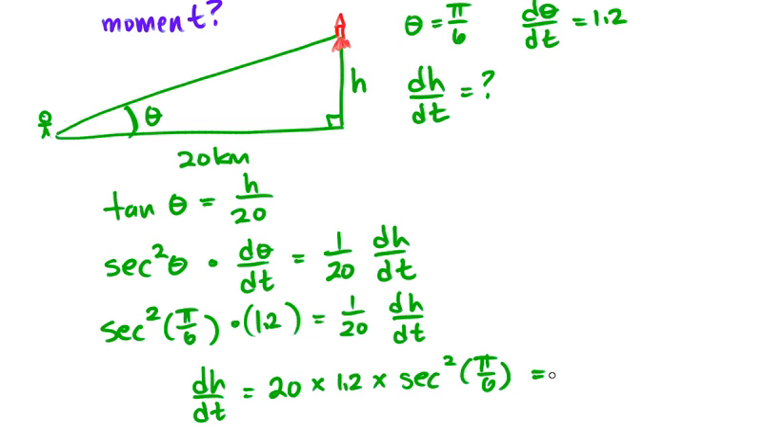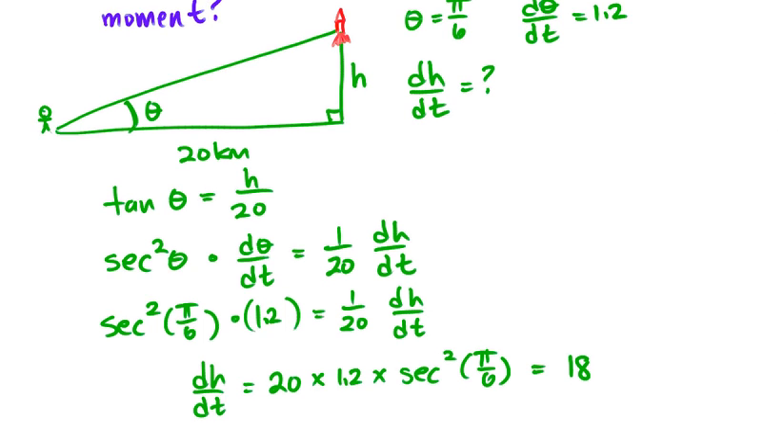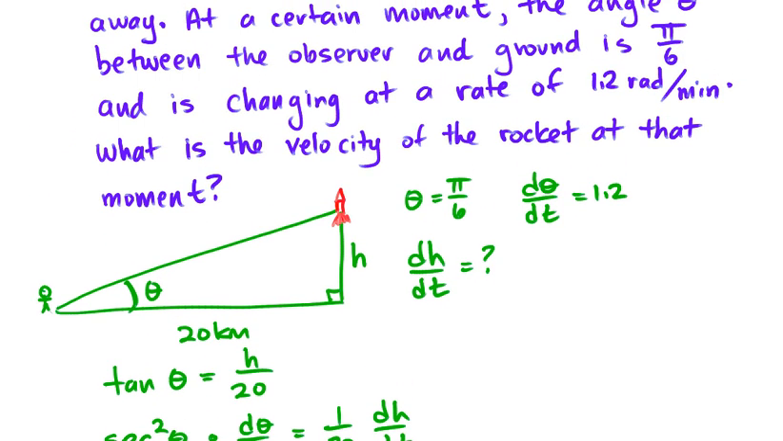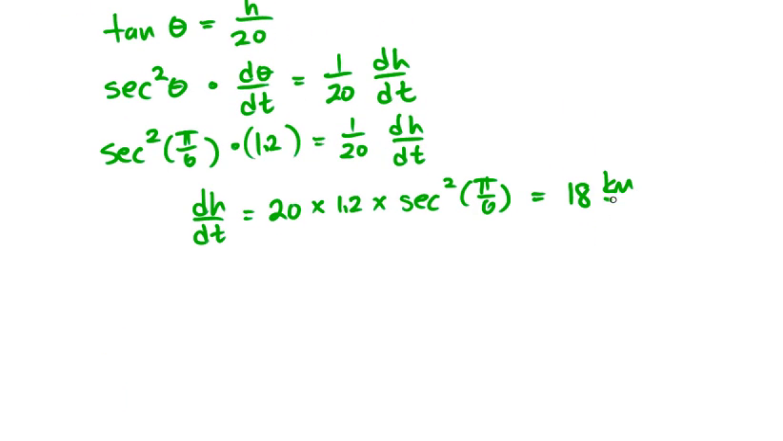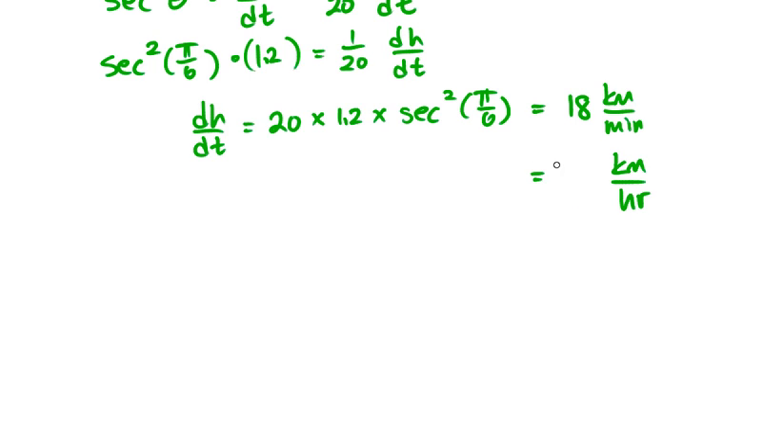gives me, and in this case that's 18, and the units are, well, it's going up at a certain measurement, kilometers per minute. Now, that's not a very effective unit again, so let's change it to kilometers per hour. It's going to go a lot more kilometers in an hour, and I get 1,080 kilometers per hour. That sounds about right for a rocket.